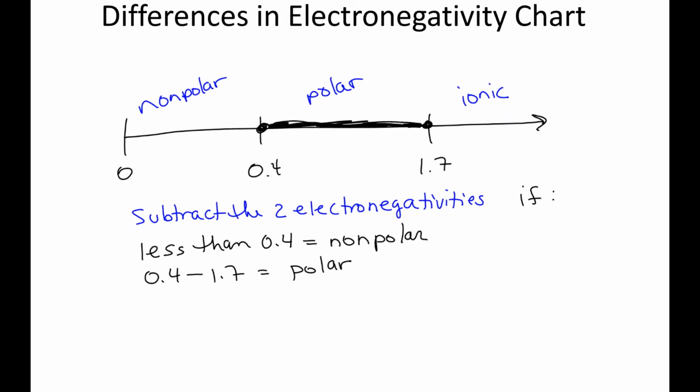Okay, I'm gonna move this up. Now, if your bond is greater, or if the difference is greater than 1.7, your bond is ionic. What are we talking about? I'll show you in a few minutes. But we will refer back to this chart, so please don't lose it.